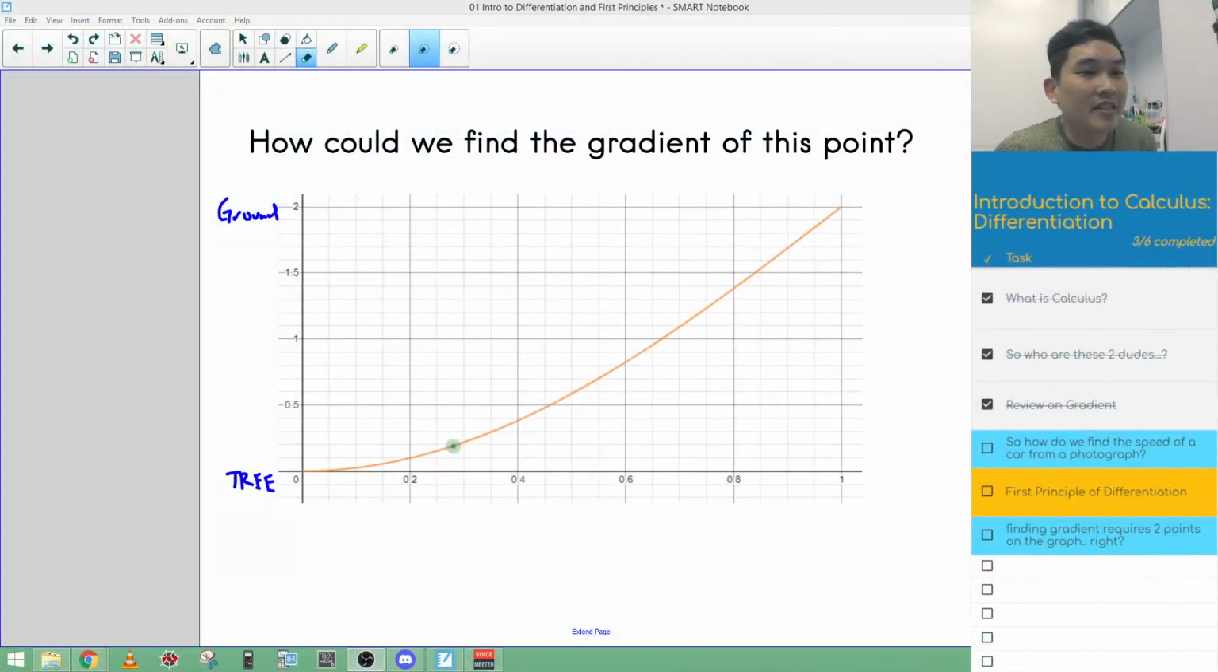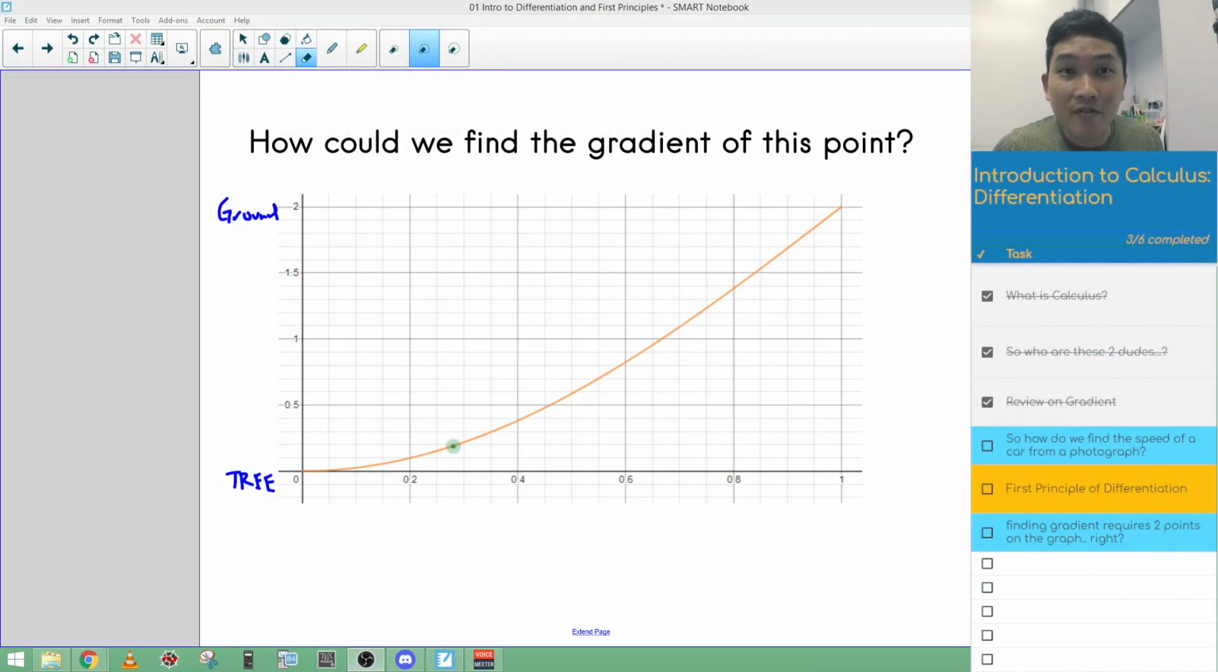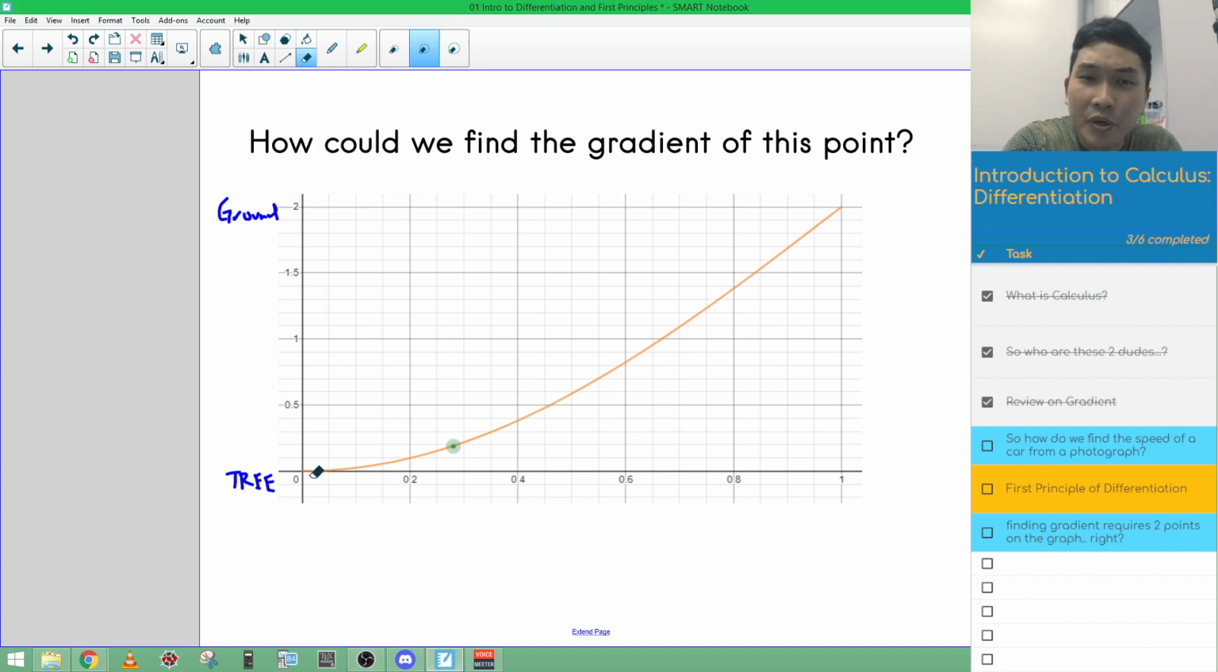So if you look over here, this is a graph of what we went through in the last video of an apple falling from a tree. So just a quick recap. The apple is actually falling from the tree. Although we are going upwards in terms of the graph, the apple actually is falling downwards towards the ground. So the direction is kind of opposite. Okay, so back to the question, why can't we find the speed of a car from a photograph?